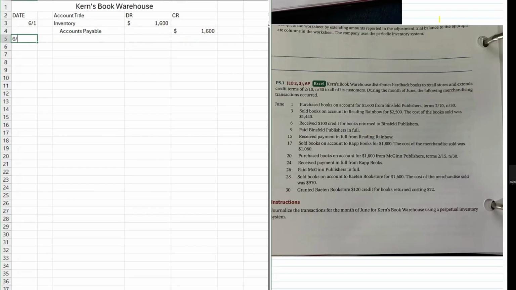And then June 3rd, we make a sale, right? Sold books on account to Reading Rainbow for 2500. The cost of books sold was 1440. So, over here, our debit for the first transaction. So, as a warehouse, we are the middleman because it says that we distribute hardback books to retail stores. So we are a wholesaler, so we're the middleman. So we get the selling part and the purchasing part.